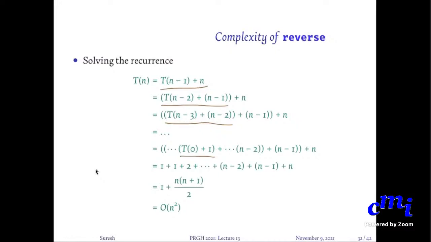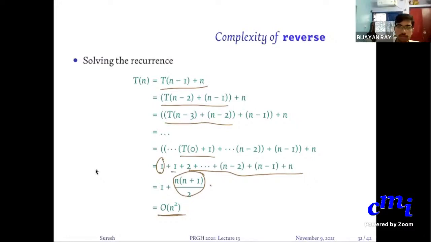And T of 0 itself is 1. So you will have 1 plus this whole thing, 2 plus 3 plus whatever all the way till n. That is nothing but 1 plus n into n plus 1 by 2. But again, as I said, ignore constant factors, lower order terms, etc. So this whole thing is order n squared. So the naive reverse that we have is order n squared.